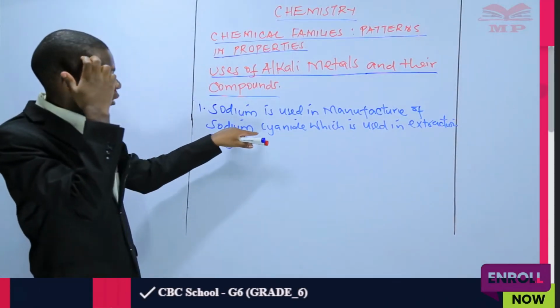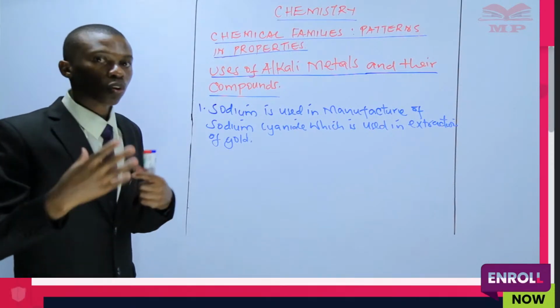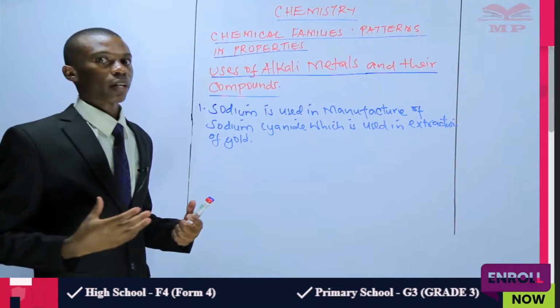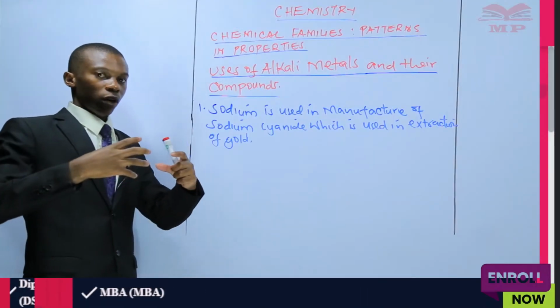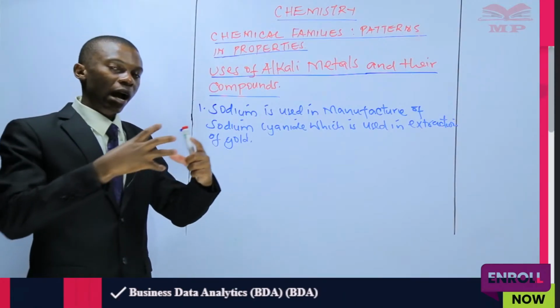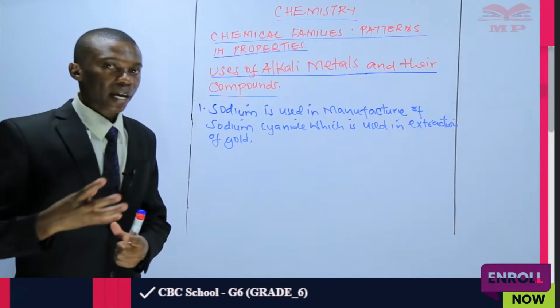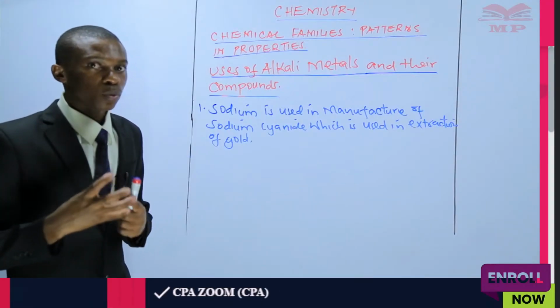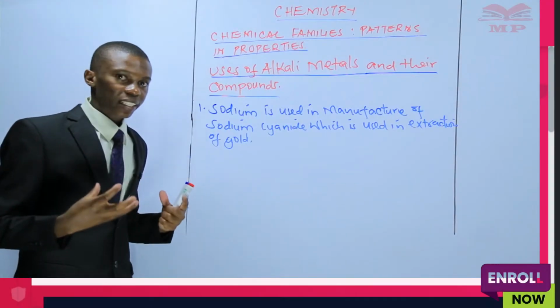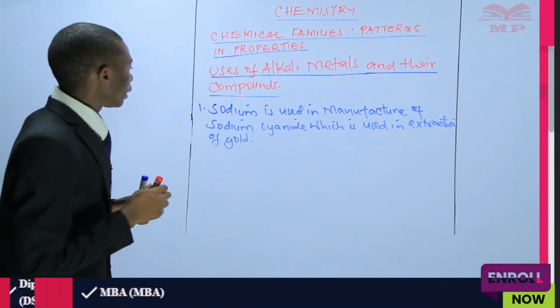Sodium cyanide is used to dissolve gold from its ore. And therefore, if you have the ore of gold, remember this ore contains other materials, and this sodium cyanide only dissolves gold, and therefore it helps you in extracting gold from its ore.